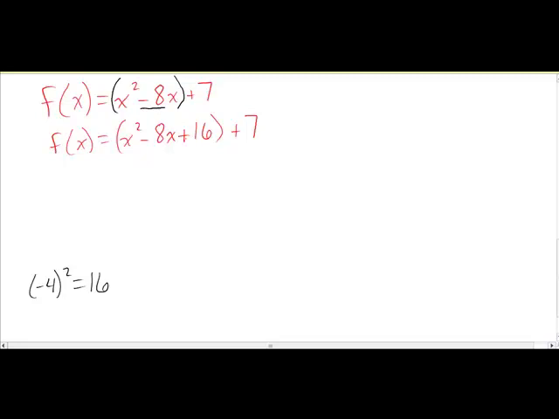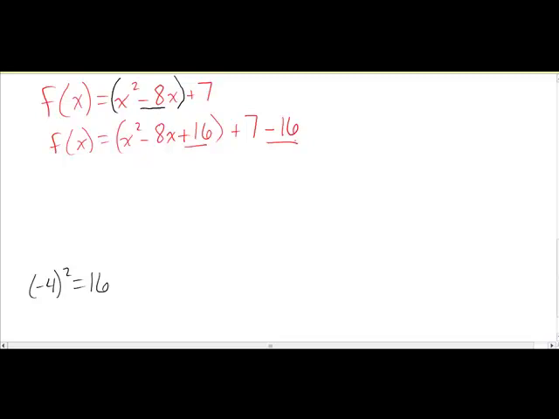I can't just randomly add 16 to the problem. It changes the value. I've completely changed the problem, unless I also subtract 16. Pretty clever, right? Think about it. If I add 16 and subtract 16, what have I done? I've really done nothing. I have added 0. Plus 16 minus 16. So I can add 16 as long as I subtract 16 also. It keeps it equal to what it was.